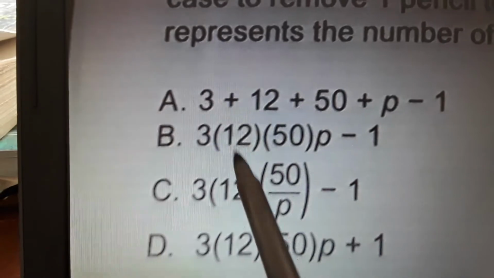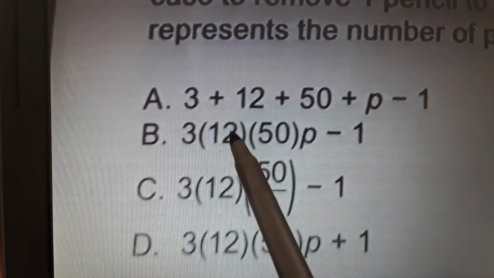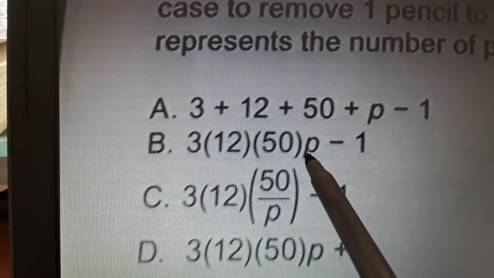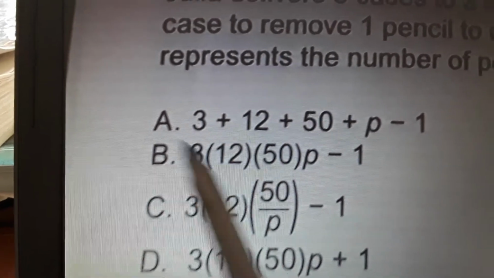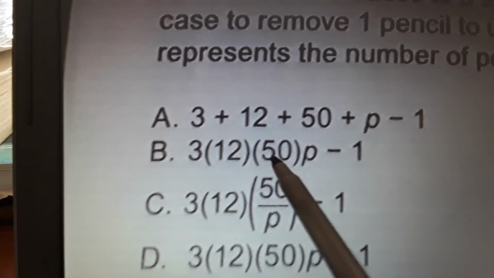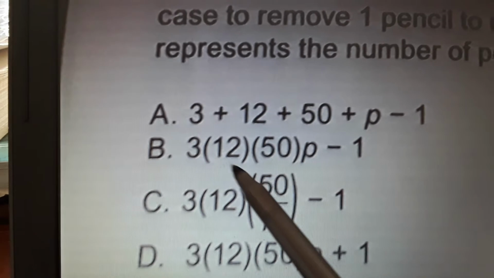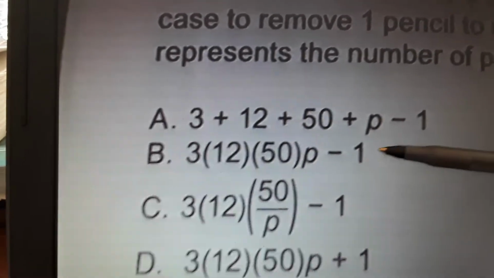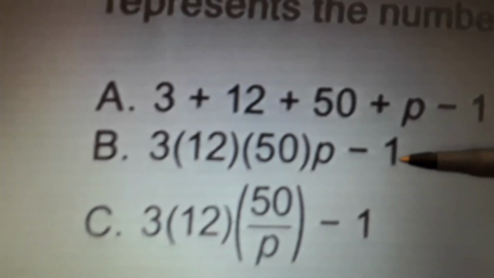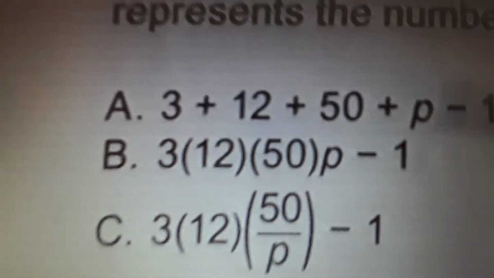Now, this is not written the same way that I wrote it, but it has all of the components that I had. P, 50, 12, 3, they're all multiplied and then minus 1. So it has everything that I had in my answer. It's just not written the same way. So don't think that you've done something wrong if you don't see things written the exact same way that you wrote it. As long as all of the components are there, then it is still the same answer. And 50 was the answer. Okay? All right. Let's look at another one.